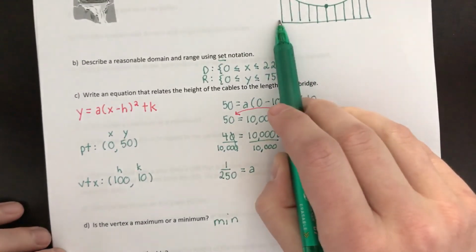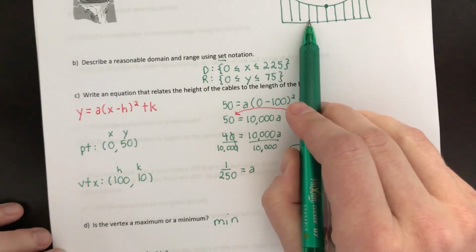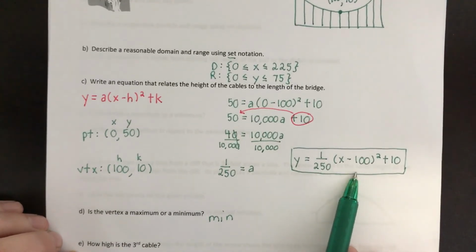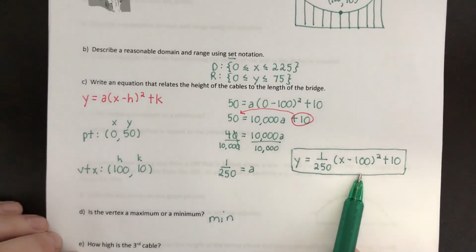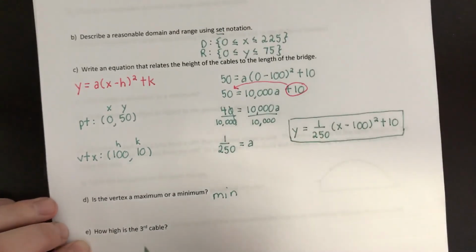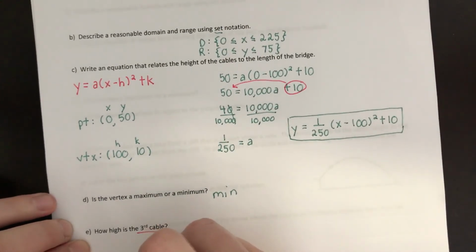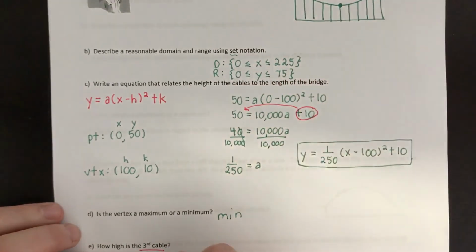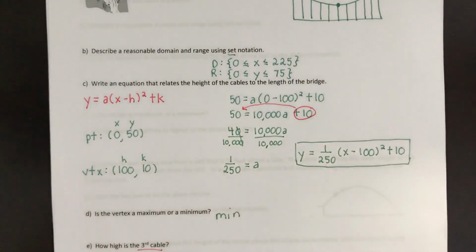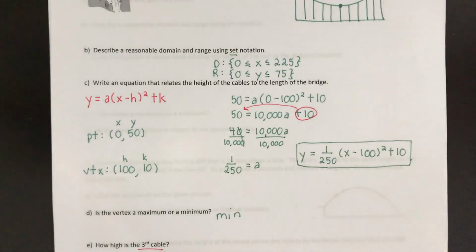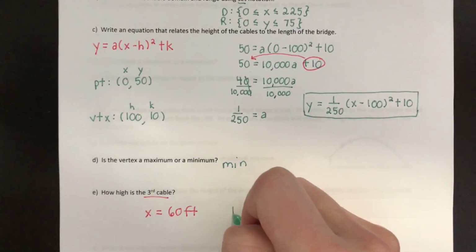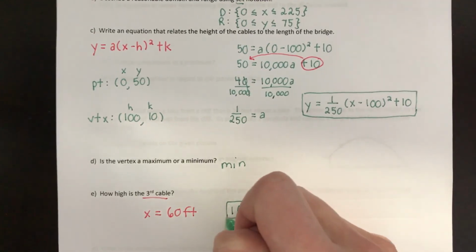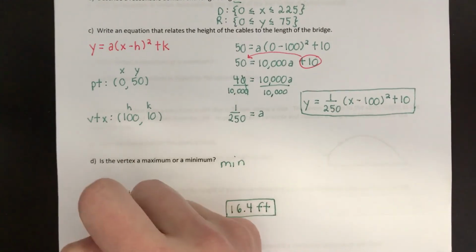How high is the third cable? Okay, so this is the main cable, so we're talking 1, 2, 3. So assuming we checked this, assuming this is right, it is, but please check yours every time. So the third cable, the x, the horizontal distance is, remember these are placed every 20 feet, so 2, 4, 6. X equals 60 feet. So if you plug this in for the trace key and hit 60, the height that you get should be 16.4 feet. How high? Remember, you were wanting to know what is y.